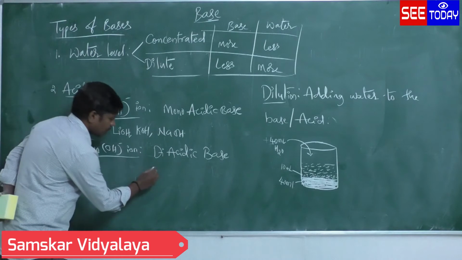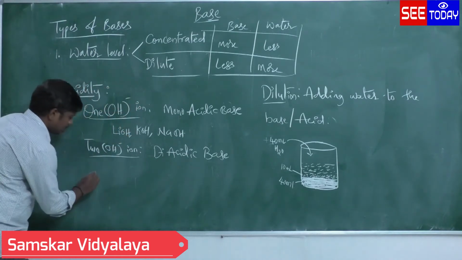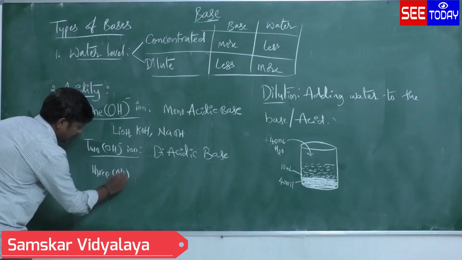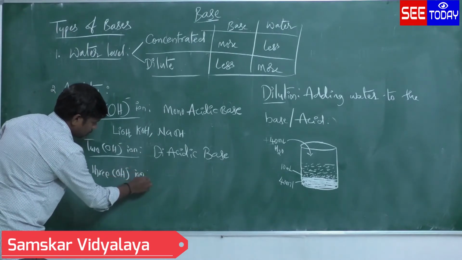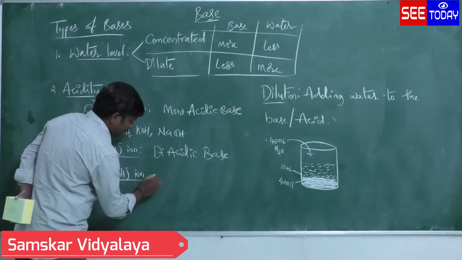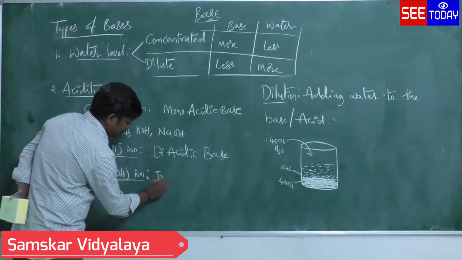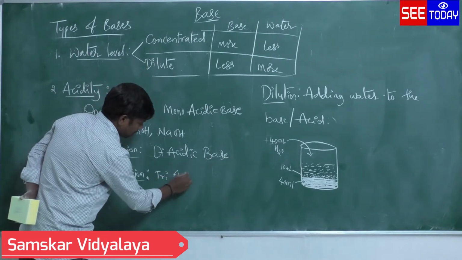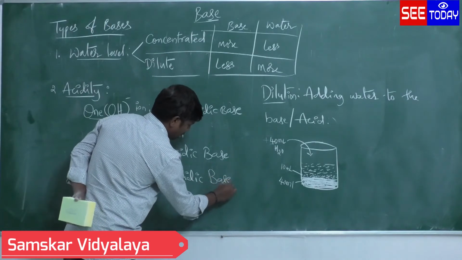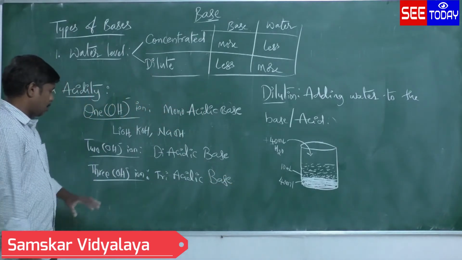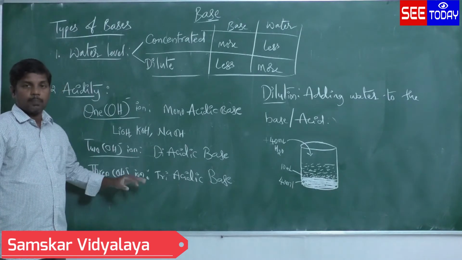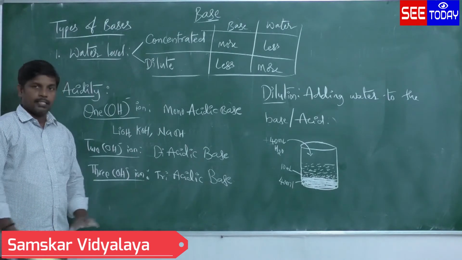Next, if the base is releasing three hydroxide ions, then what do we call? Three means triacidic base. So the base which can release three hydroxide ions on complete ionization we call as triacidic base.